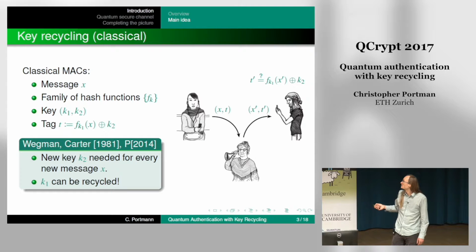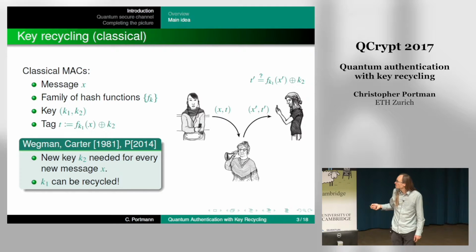You have your message X, and Alice wants to send this to Bob, and she's going to hash it and append the hash to the message. So she sends X with this tag, which is a hash of the message. But then she's going to one-time pad this tag, and she sends this to Bob. And Bob, upon decrypting, undoes the one-time pad, and then he checks if it's the right hash, and then he'll accept or reject depending on that.